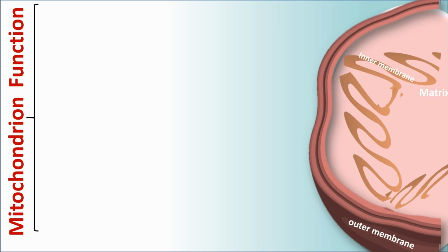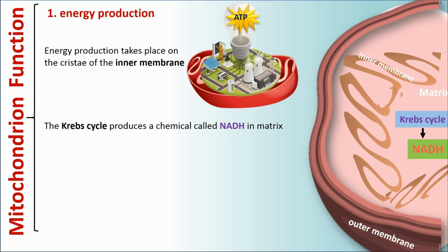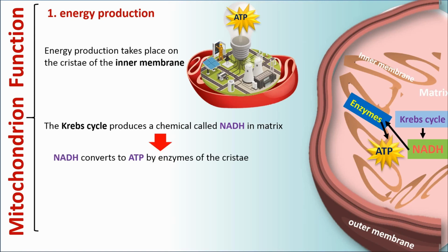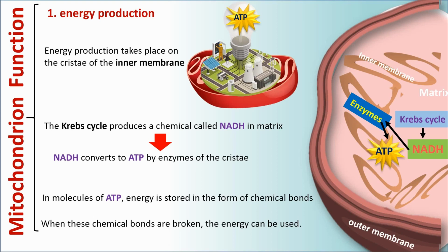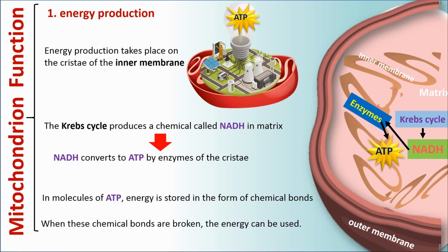Mitochondrion function. Function number 1, energy production. Energy production takes place on the cristae of the inner membrane. Krebs cycle produces a chemical called NADH in matrix. Then NADH converts to ATP by enzymes of the cristae. In a molecule of ATP, energy is stored in the form of chemical bonds. When these chemical bonds are broken, the energy can be used.